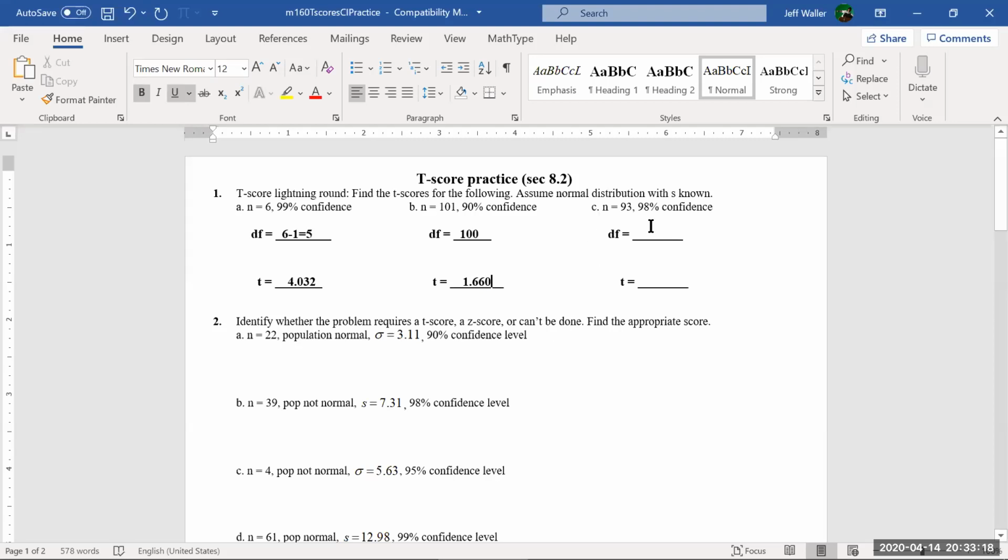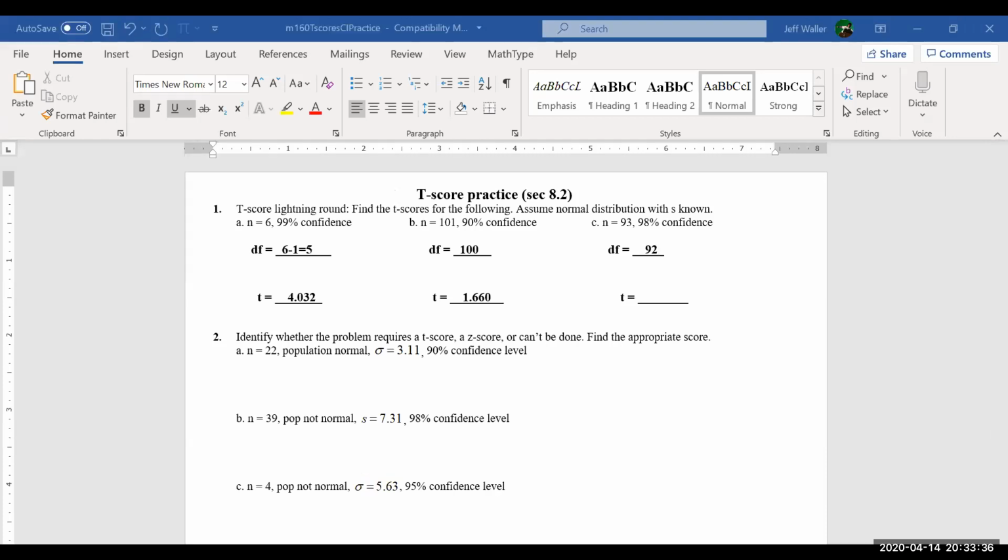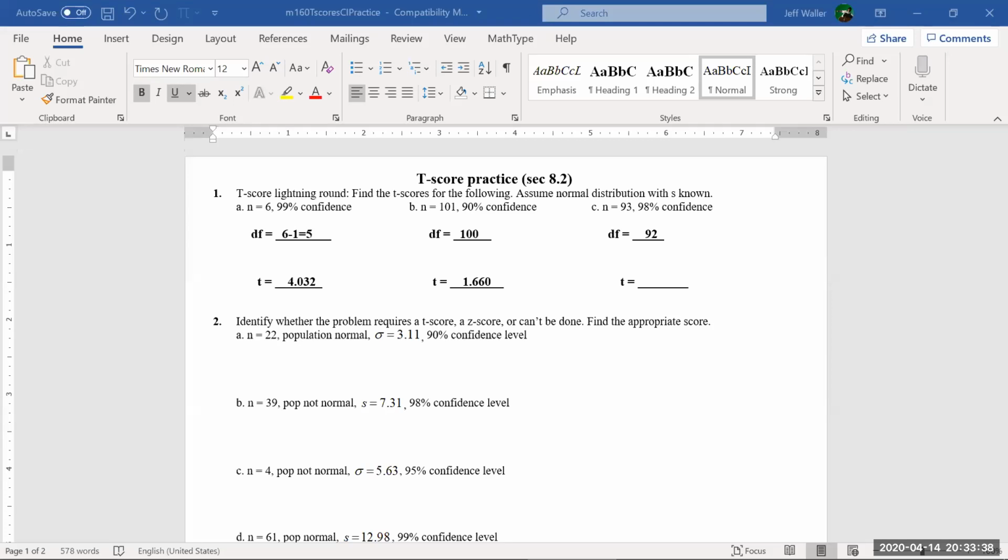Kerbam. This one is going to be a little more interesting. The degrees of freedom for this one is technically 92. But if you look at the chart, and I want 98% confidence, which means alpha is 0.02, right? 2% in 2 tails. So I can see my 2% in 2 tails right there.